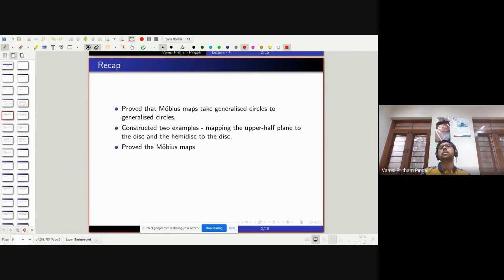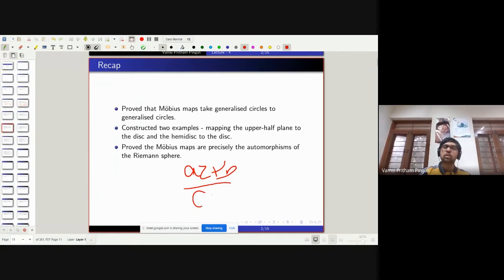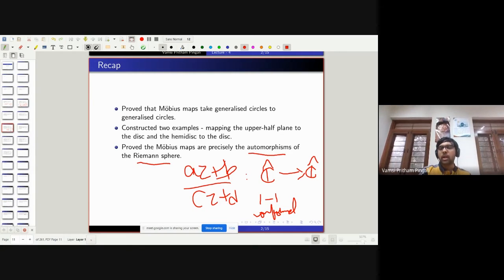We then proved that Mobius maps are precisely the automorphisms of the Riemann sphere. What does that mean? If I give you a Mobius map, it defines a map from the Riemann sphere to itself, right? And it's a one-to-one conformal map of the Riemann sphere to itself. In other words, it's an automorphism of the Riemann sphere. If I take any automorphism of the Riemann sphere, then this must be a Mobius map. This is what we proved.